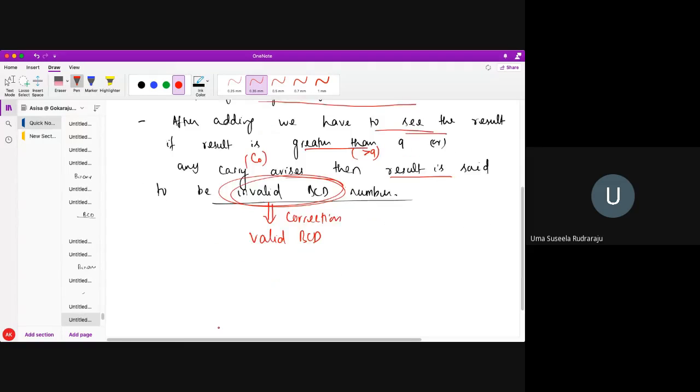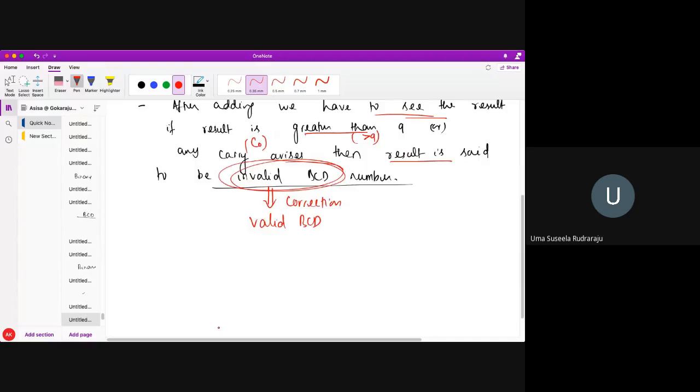What is the correction? The correction is here. We have to add 6. 6 means 0110. We have to add 6 to the invalid BCD to make it valid. Do you all understand, students, or any doubt?